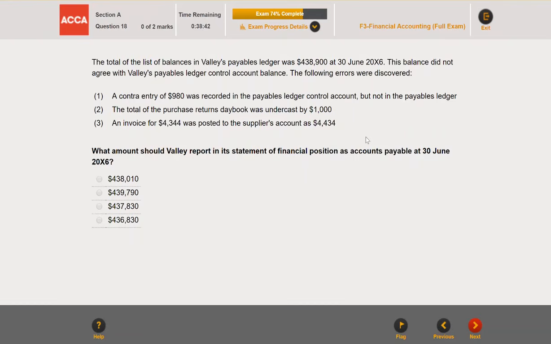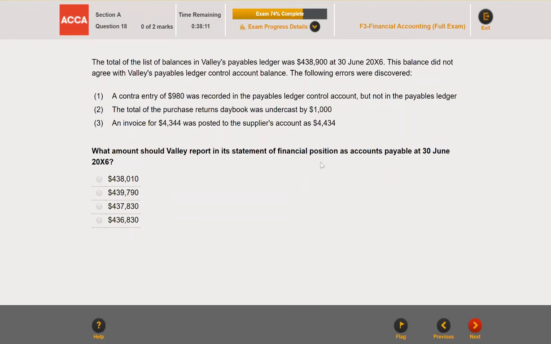What amount should Valley report in the statement of financial position as accounts payable at 30th June 2016? The total of the list of balances in Valley's payable ledger, it means the subsidiary ledger, was 438,900 at 30th June 2016. This balance did not agree with Valley's payable ledger control account, which is the general ledger. The following errors were discovered. A contra entry of 980 was recorded in the payables ledger control account, but no entry in the payable ledger.